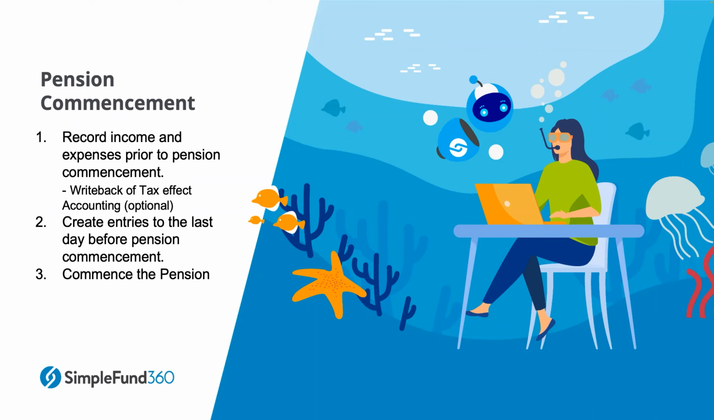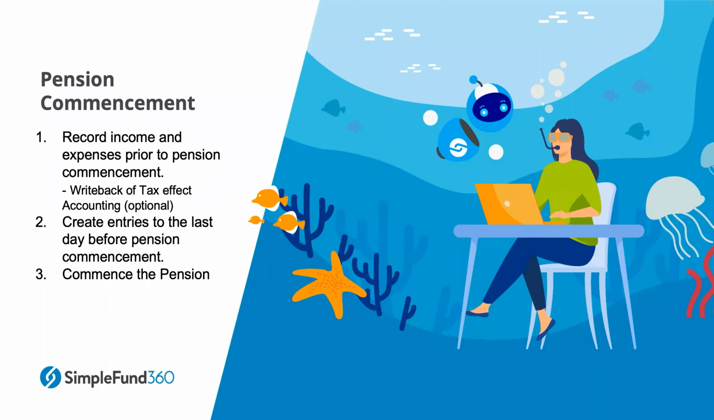the day before the event occurs, or hey, this is the last day this person is in accumulation. That's what I'm going to create entries to. So there's a couple of ways you can go about doing it. Both are correct, but I'll talk about what makes sense to me when I go through the actual process. And lastly is the actual event of processing that pension commencement.